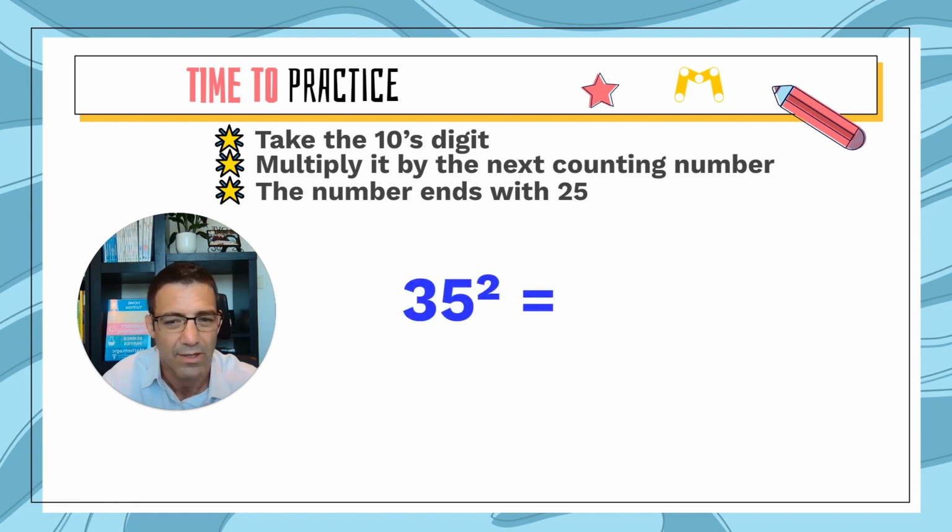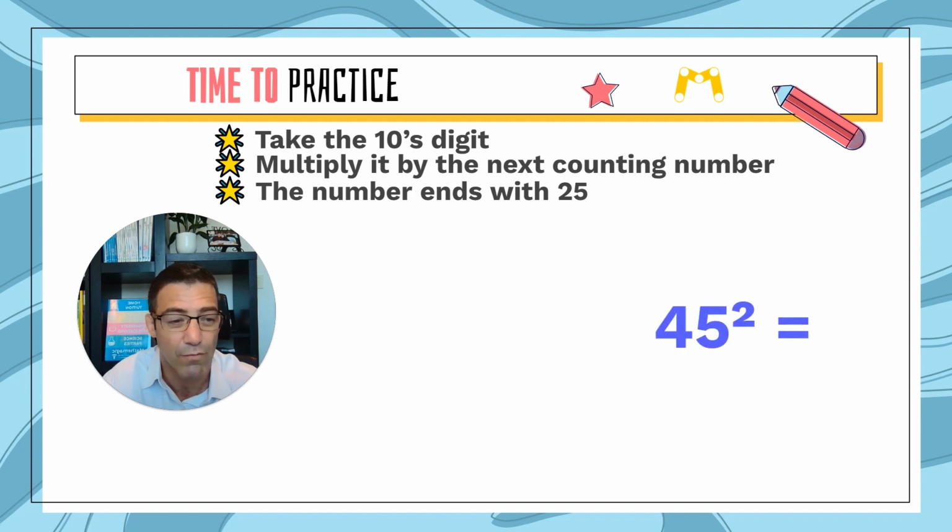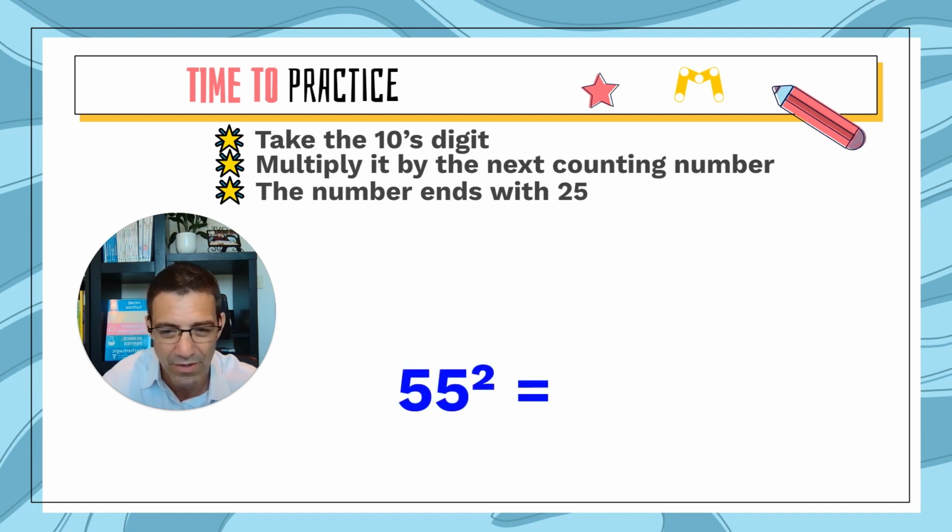625. 35 squared. 3 times 4 is 12, and so we end with a 25. 1225. Okay, now into the numbers that we haven't looked at yet. 45 squared. 4 times 5 is 20, and then we finish with a 25. Very good. If you've got this one right, 2025. 55 squared. So 5 times 6 is 30, and so we end with 25, so 3025.